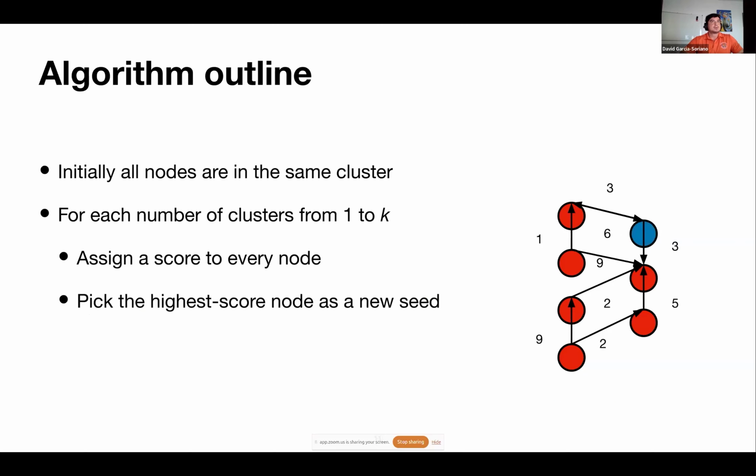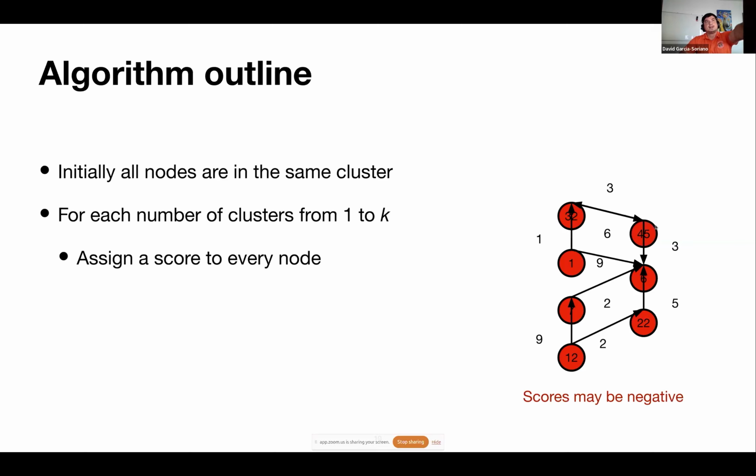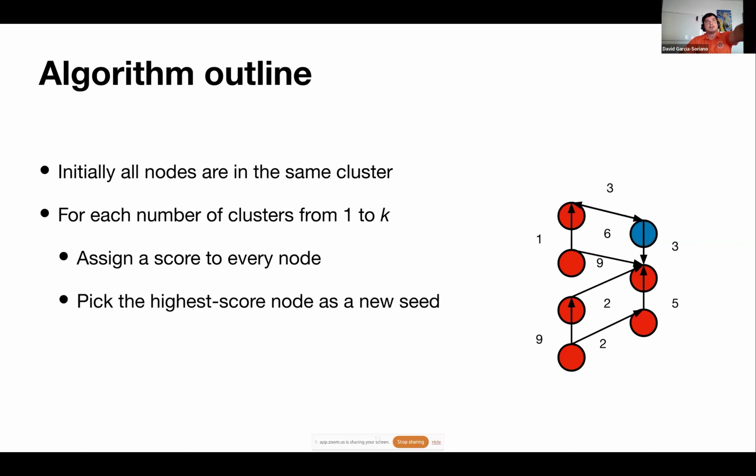Okay, once we have these scores, we're going to pick the highest score vertex. And this is going to be a new seed. So first, we start with all nodes in one single cluster. Then we pick the vertex with the highest score. Basically this score is telling us that this vertex is significantly different from all other vertices that we have. So it probably pays to start a new cluster here.